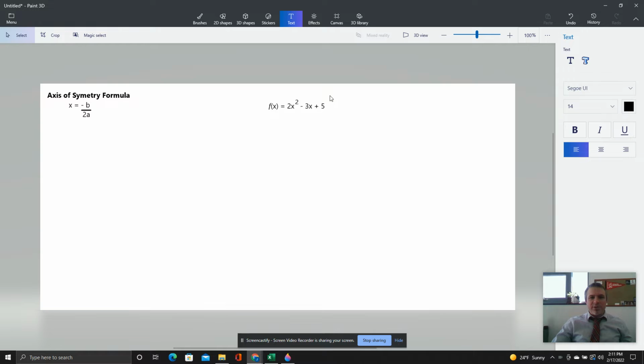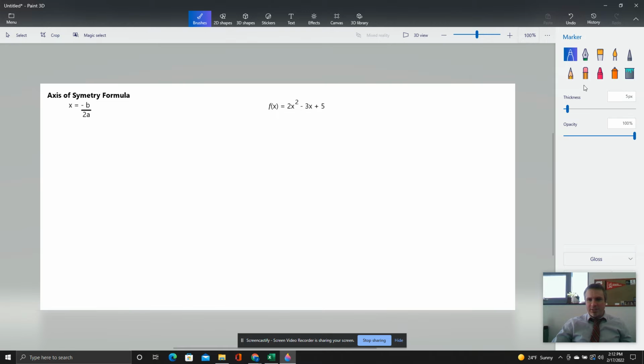Anytime I'm going to try to graph a quadratic that's written in standard form, I'm going to have to use this thing over here called the axis of symmetry formula. Now, this formula over here, you're going to have to memorize. And this is the way I memorize it. I'm looking for an x, so it's x equals the opposite of b divided by 2 of the a. Okay, so if I come over here, that's going to look like this.